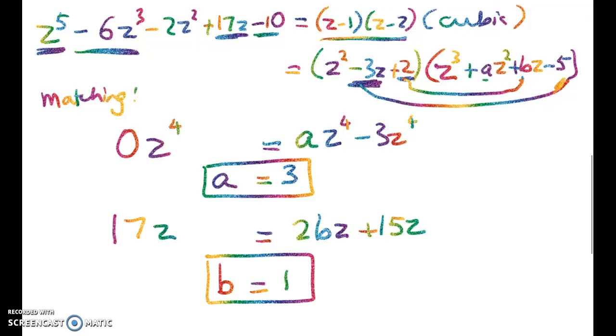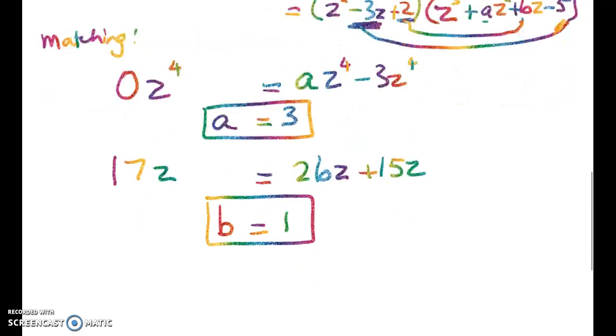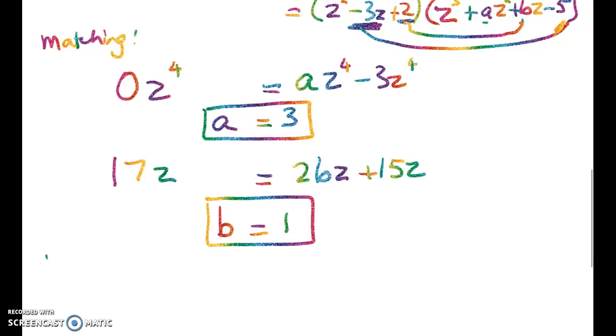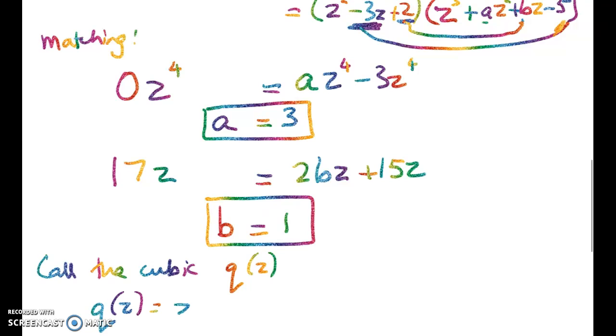So it hasn't finished my problem, but now I've got a cubic that I have to factorize, and so off I go again. So let's call the cubic something. Now we've used up p of z, so we're going to call the cubic q of z, and we're going to factorize this. So q of z is equal to z cubed plus 3z squared plus z minus 5.